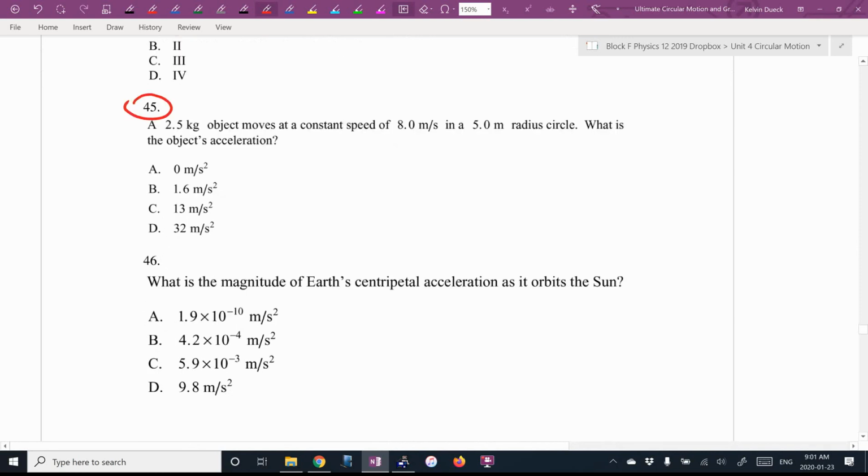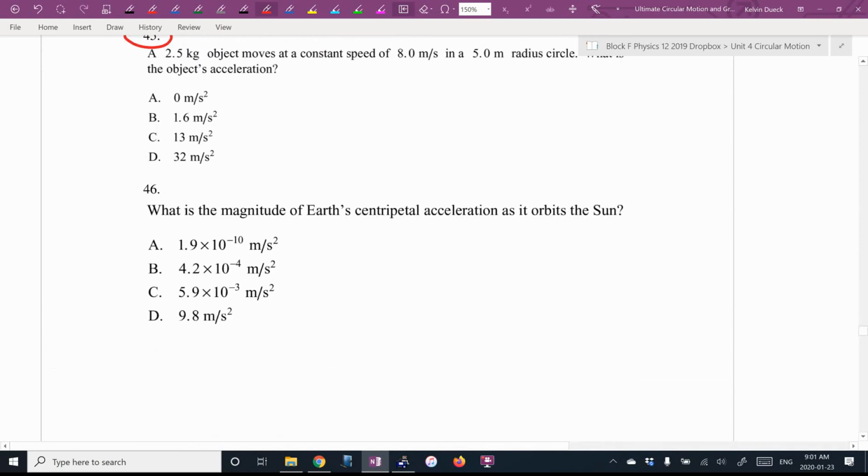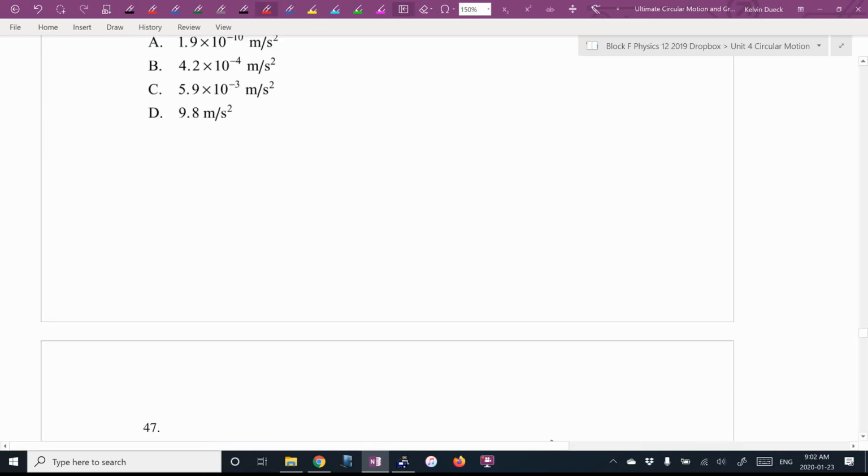5 is good. Skip 6. No, we can do 6. What's the acceleration as the Earth orbits the sun? You have all the numbers required to do that one on your formula sheet. I think you're going to use the 4 pi squared r over t squared, because I'm pretty sure your formula sheet gave you the period of rotation as opposed to the speed. Oh, they can figure that out.